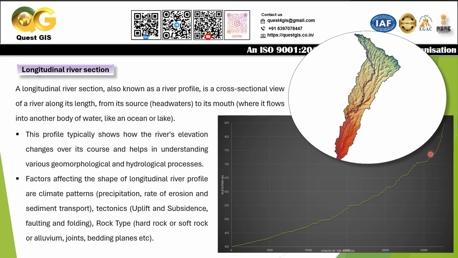the tectonics. With time there are earthquakes, there is uplift, there is subsidence along the faults, and there is folding in the area. So how this river is behaving or changing its course because of the tectonics prevailing in this drainage basin. Then rock type: maybe the river is flowing through hard rock, soft rock or alluvium, so how it is changing its course. We will analyze all these things when we talk about the longitudinal river section. And bedding planes also affect the course of the river or the shape of the longitudinal river profile.